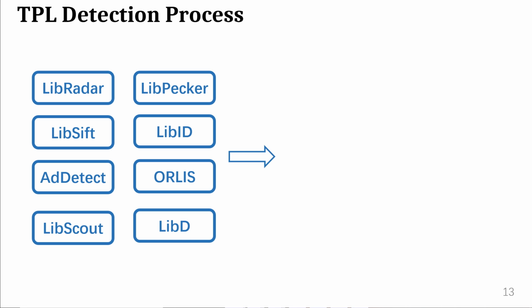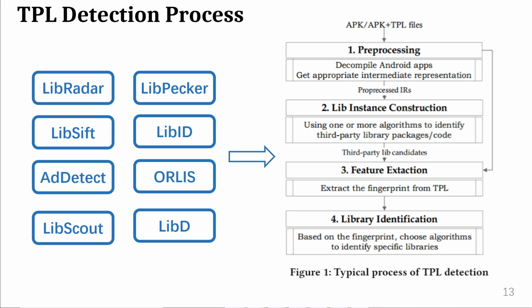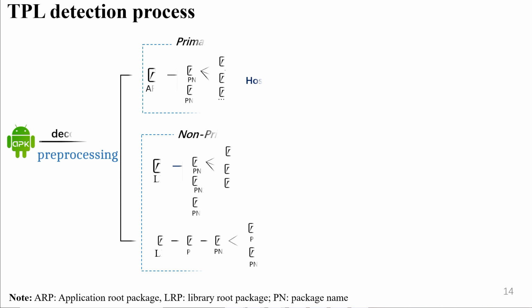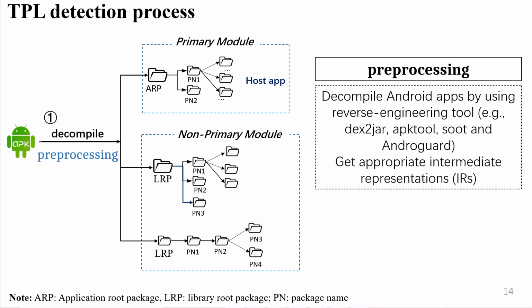Based on the collected tools, we found that they have something in common. Therefore, we conclude the TPL detection process into 4 steps. The first step we call pre-processing, which means TPL detection tools use a reverse engineering tool to decompile an app and get appropriate intermediate representations.